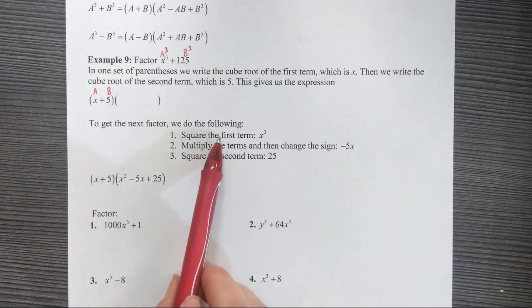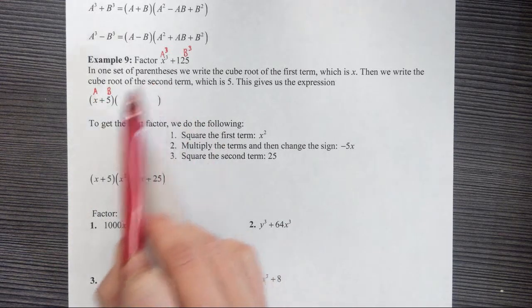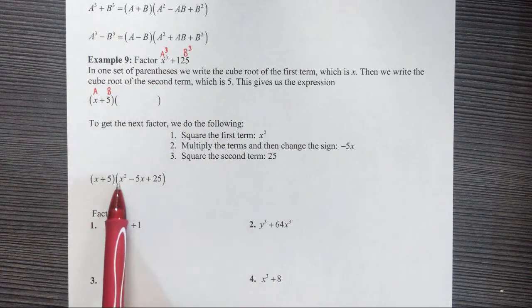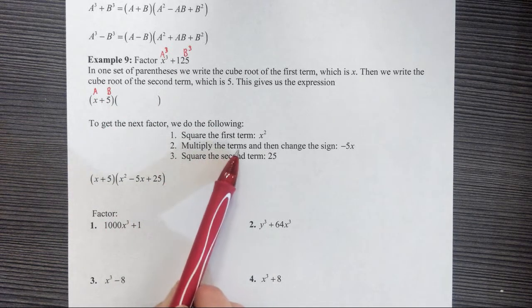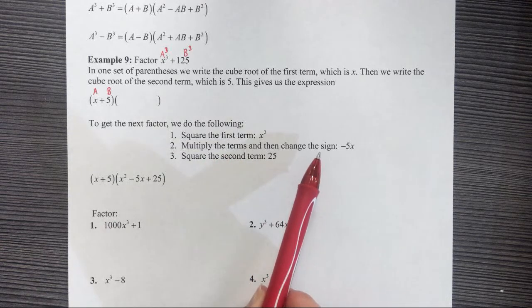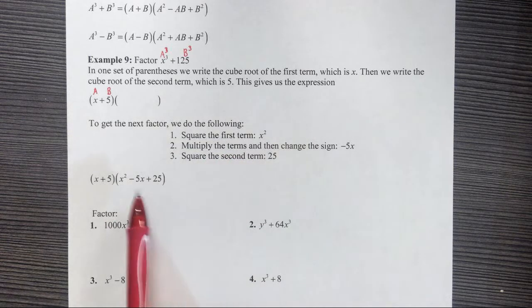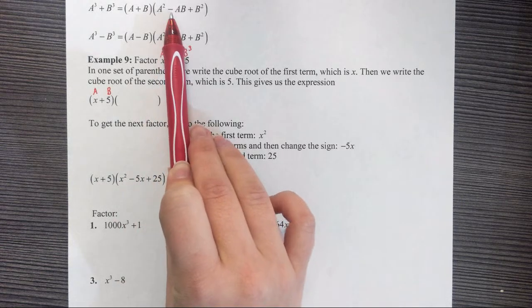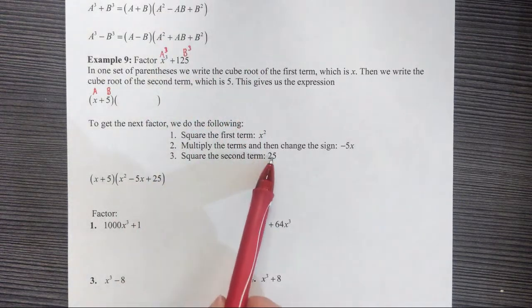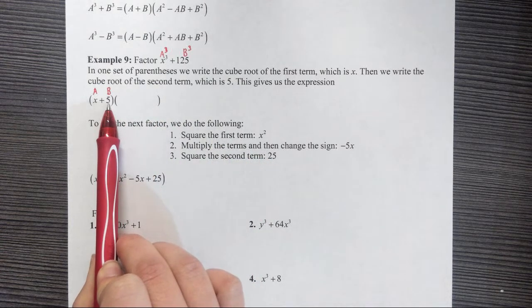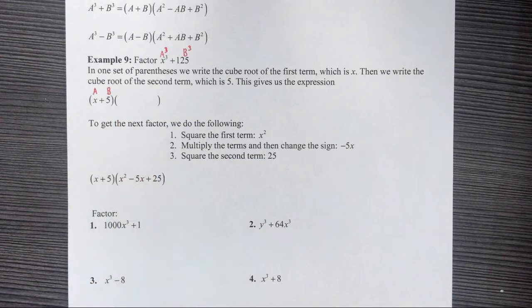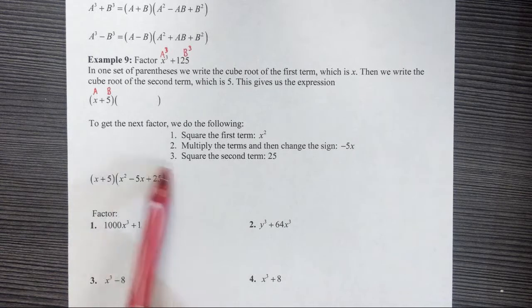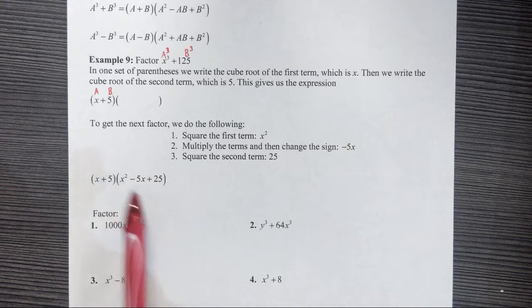So in order to write the next factor, you have to square your first term, which is A. So if I square A, that's going to be x squared. Then you're going to multiply the terms and change the sign. So it's negative 5x, because the sign comes from the formula that's given to you. And then you have to square your second term. My B term is 5, so that means this term is 25. Okay, so this is how it should look.